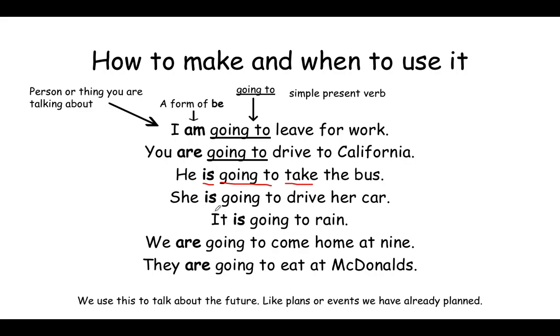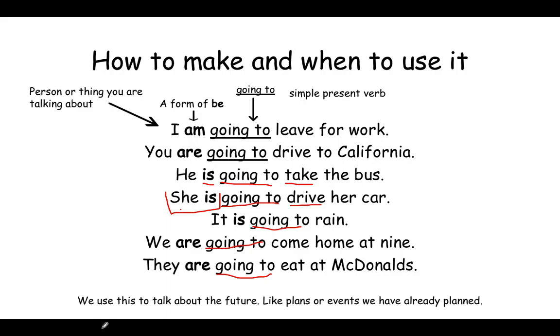We have "She is going to drive her car." Future tense because we have "going to," the simple present form of the verb, and we have "she is," which is the present form of be, which is good. We just need the form of be, and "she" and "is" go together. And then we have "It is going to rain." "We are going to come home at 9." "They are going to eat at McDonald's."